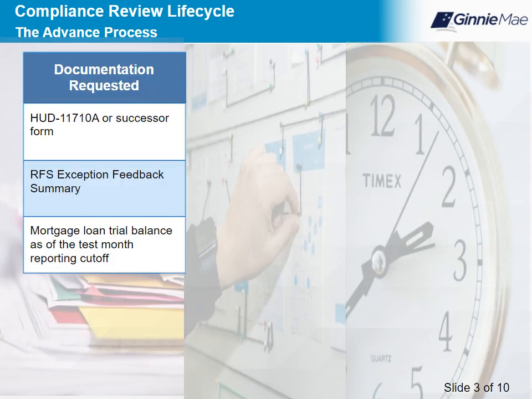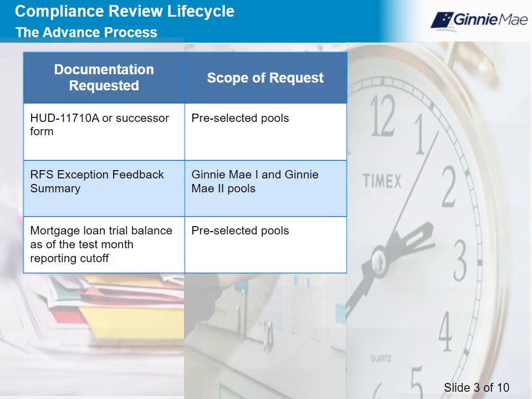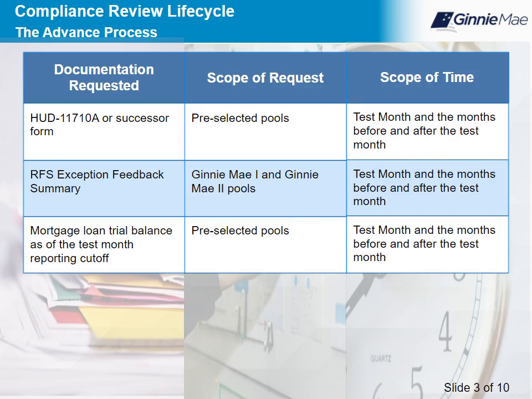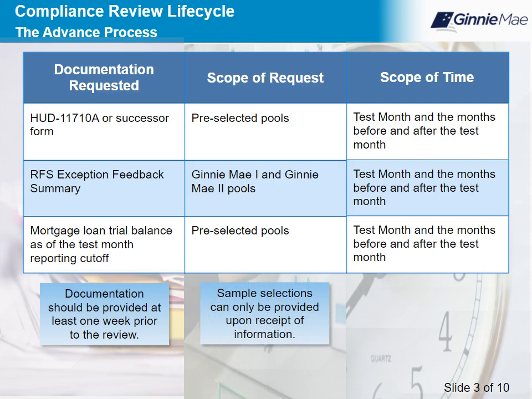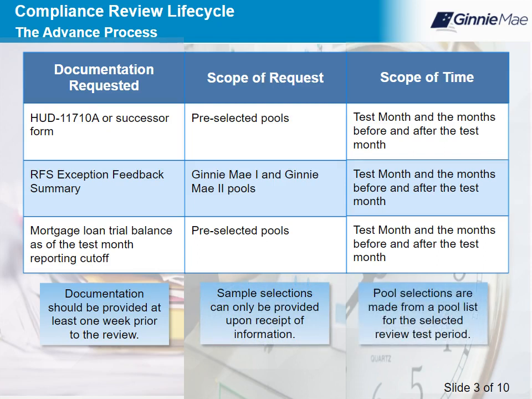Now, turn your attention to the advance process. Let's examine the documentation requested, the scope of the request, and the scope of the time. Importantly, documentation should be provided to the advance team at least 1 week prior to the review. Sample selections can only be provided upon receipt of the requested information. Pool selections are made from a pool list for the selected review test period. The sample pools or loans are taken from the data provided by issuers in response to the advanced queue data files provided to the field review contractor, FRC.